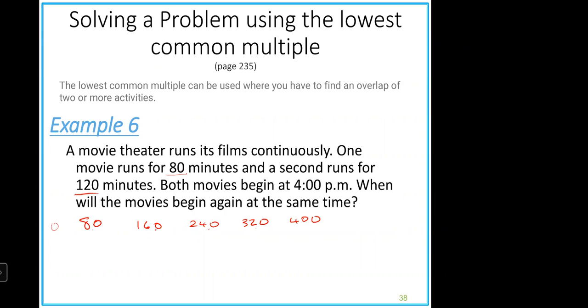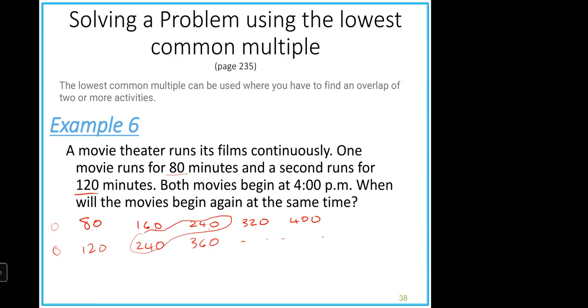Now, the one that's going for 120 minutes, you start there, and after 120 minutes you start again. Then the next time is 240. Then the next time would be 360, and so on. So we're looking for when the movies begin again at the same time. Based on what you see here, it's 240. After 240 minutes. So that is finding the LCM.